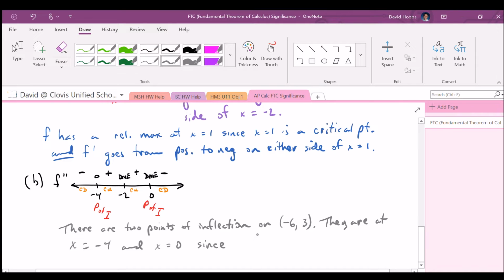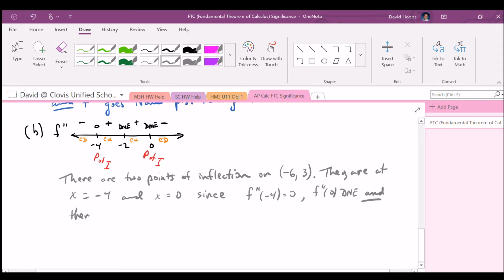since f double prime of -4 equals 0, f double prime of 0 does not exist, and there is a change in signs for f double prime on either side of these x values. Okay, so that takes care of part B.